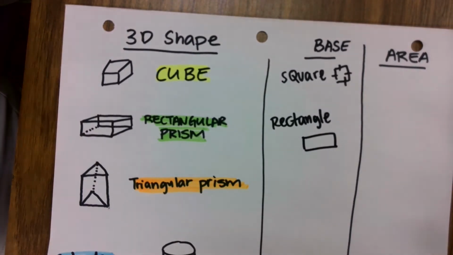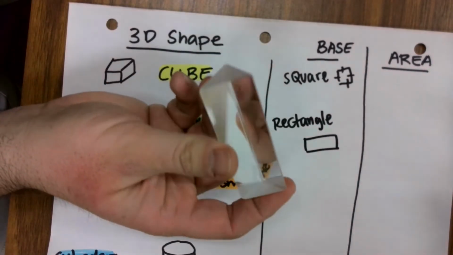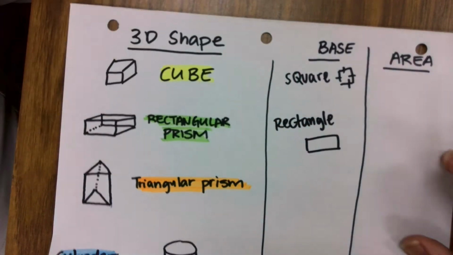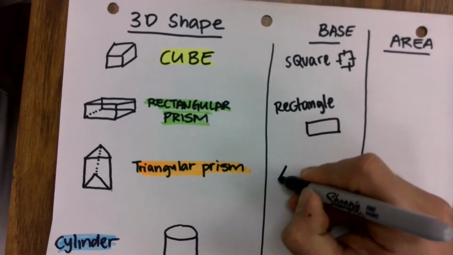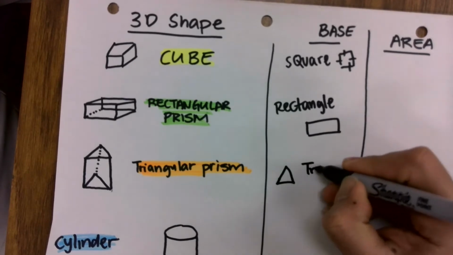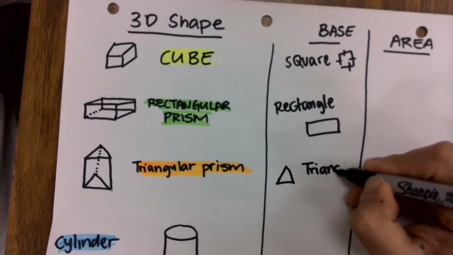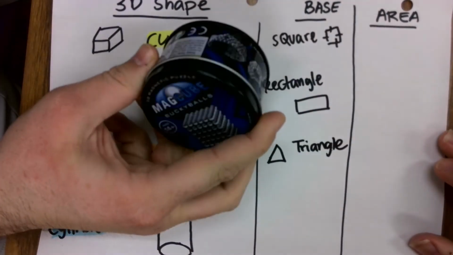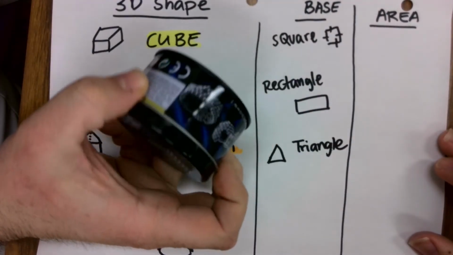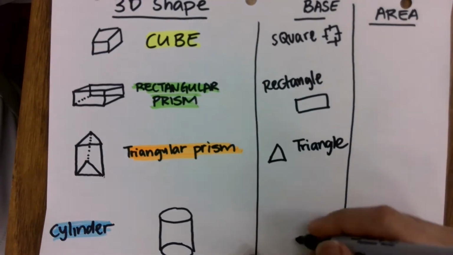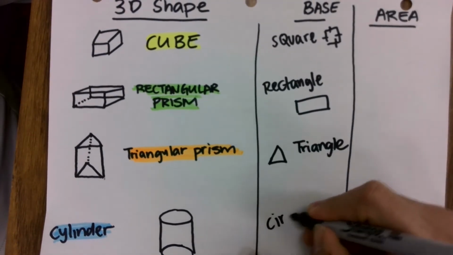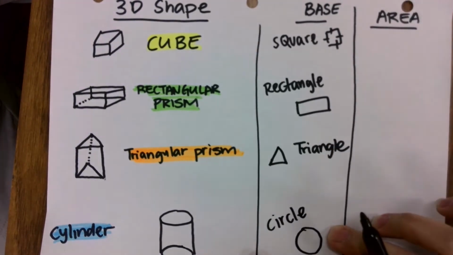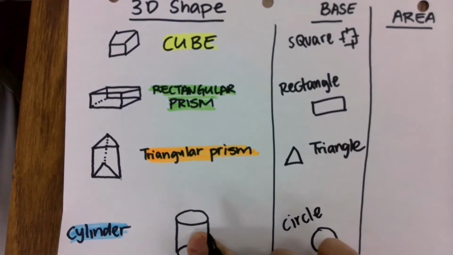And then for my triangular prism, what do you think my base shape is? If you guys guess triangle, that is correct. And then last but not least, what's my base shape for my cylinder? If you got circle, well done. These are the base shapes that you need to remember for these 3D shapes.